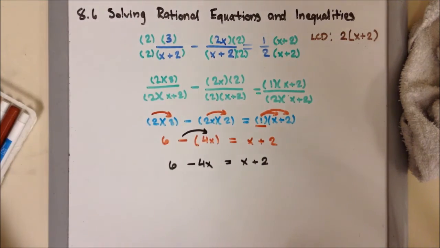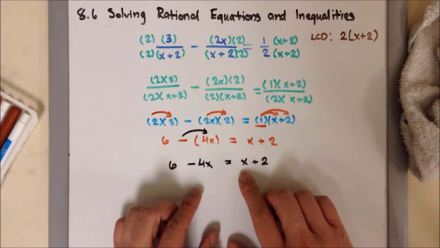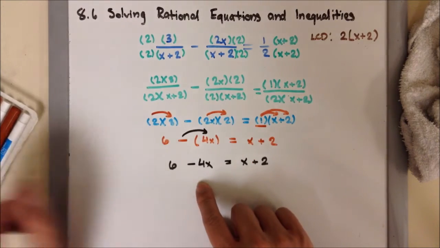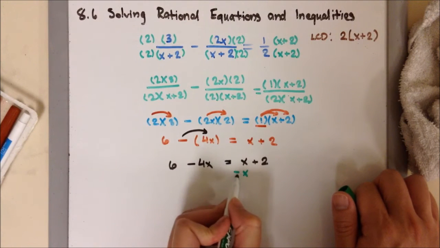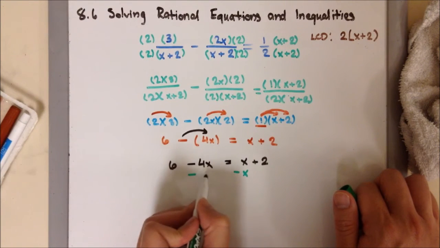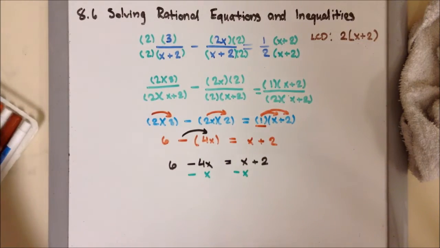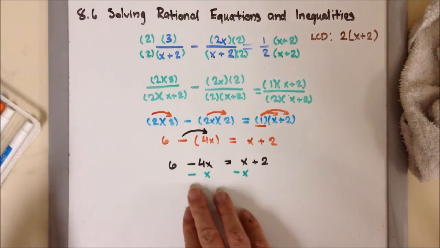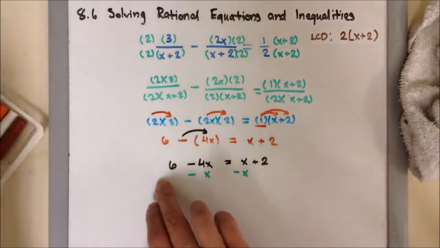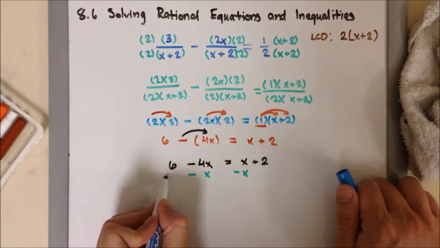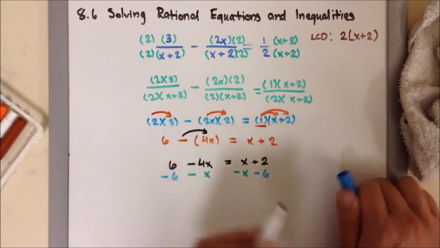After that, I'm going to start solving like a regular equation. So say I want to get all my x's on the left side. Okay, so I'm going to cancel out the x from the right by subtracting x. And then I'm going to subtract x on the left side also. In addition, since I'm trying to get all my x's to the left, I need to get all my numbers to the right. So I need to cancel out my 6. So I'm going to subtract 6 on the left, therefore I'm going to subtract 6 on the right.